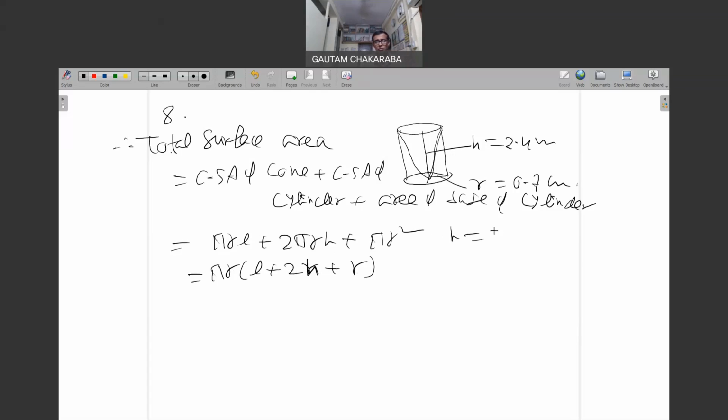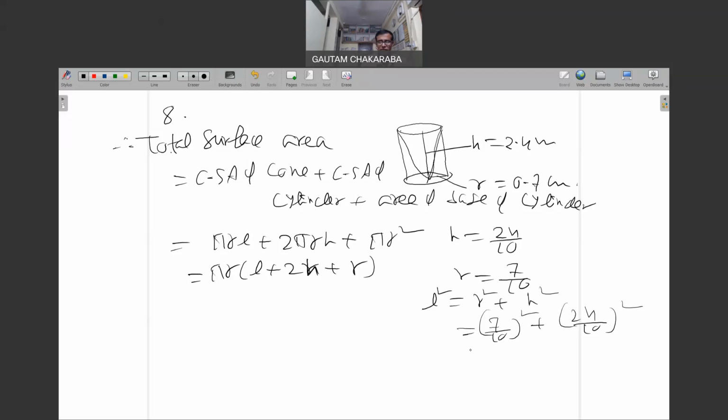Now height is equal to 2.4, that is 24 by 10. Radius is equal to 7 by 10. Now apply the identity: L square is equal to R square plus H square. So R is 7 by 10 whole square, H is 24 by 10 whole square, right? So 49 by 100 and 576 by 100. That is 625 by 100. The L is equal to 25 by 10, that is 2.5 meter.